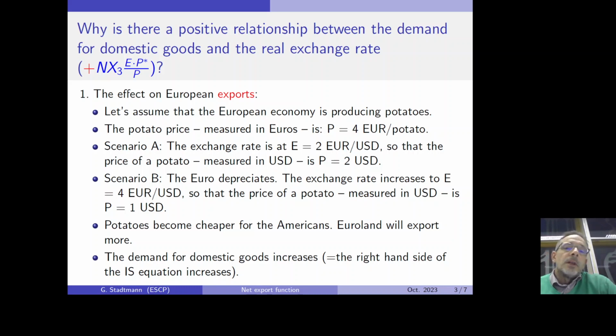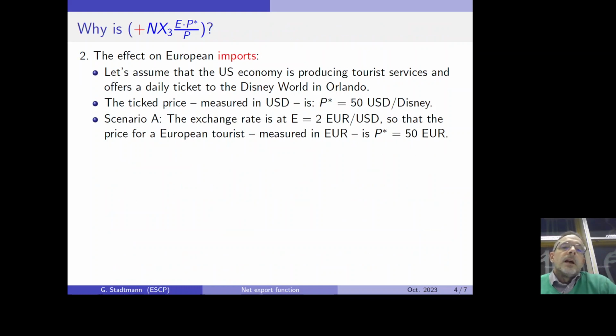In the next step, I would like to perform the same thought experiment, and I would like to focus on the European imports. So here we are answering the question, what is the effect of an exchange rate change on the European imports? Let's assume that the US economy is producing tourist services and offers daily tickets to Disney World in Orlando. The ticket price measured in US dollars is equal to $50 per day in Disneyland.